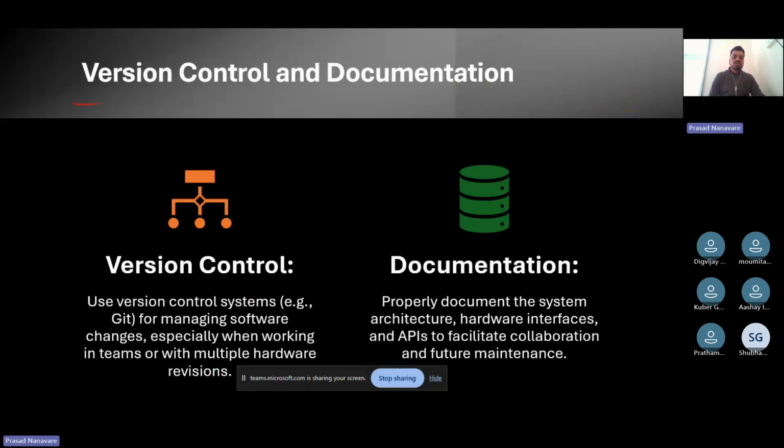Version control and documentation. Of course, only one name comes to my mind when I hear version control, and that is Git. There are other tools as well, but the most widely used is this.